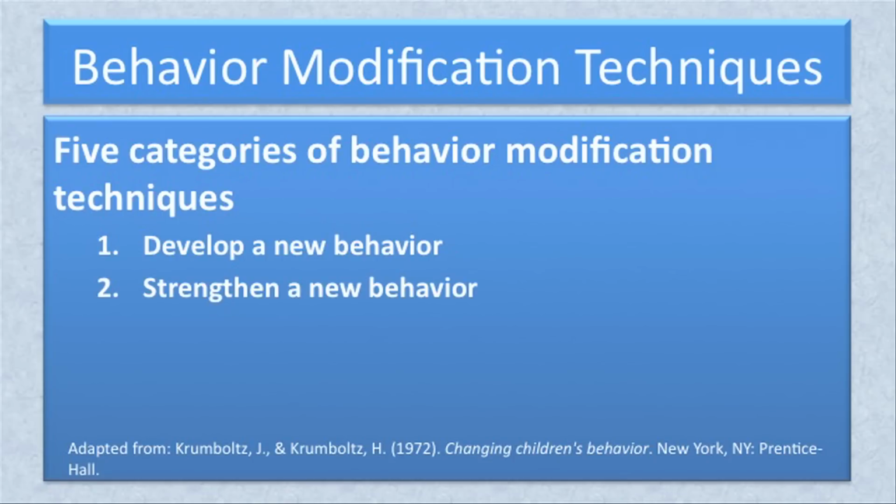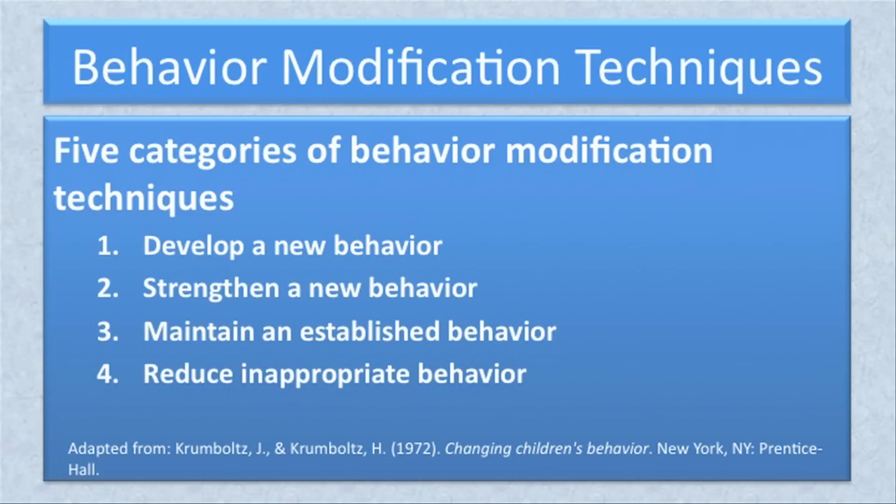The second category describes methods that can be used to strengthen a new behavior, that is, to increase the frequency of a target behavior that is emitted, though it is only emitted infrequently. The third category describes methods that can be used to maintain an established behavior, that is, to keep a target behavior at a desired level once it is emitted on a regular basis. The fourth category describes methods that can be used to reduce inappropriate or undesired target behaviors. And finally, the fifth category describes methods that can be used to modify emotional behavior.